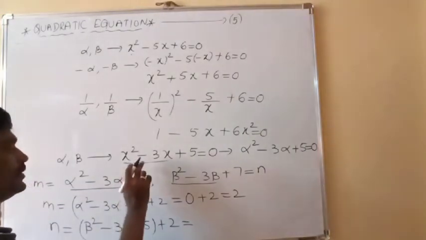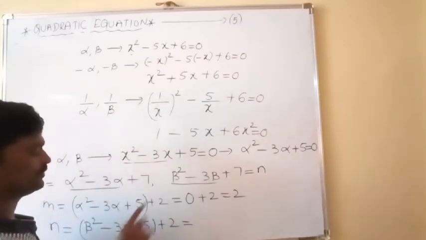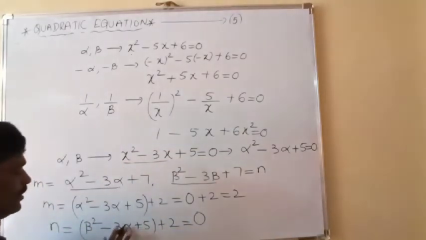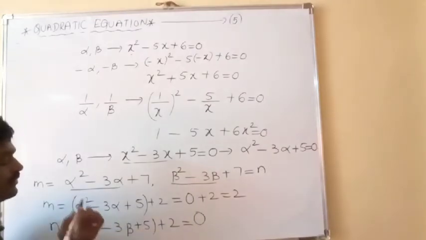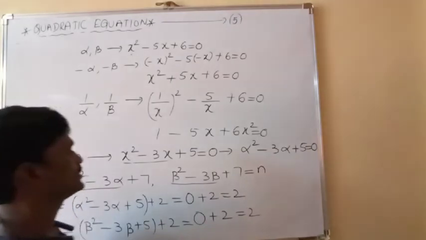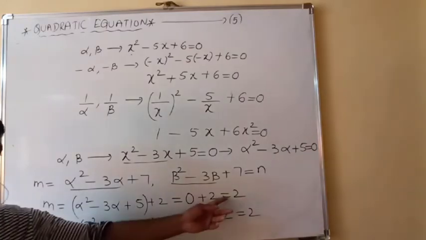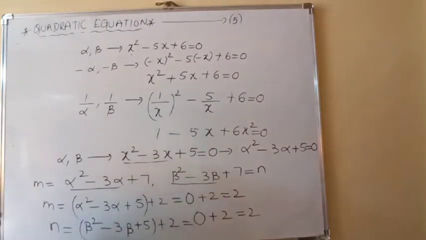As beta is a root of this quadratic equation, beta square minus 3 beta plus 5 value is 0, plus 2. So that means m value is 2, n value is 2. So we need to find now the quadratic equation whose roots are 2 and 2. So find it. Over.